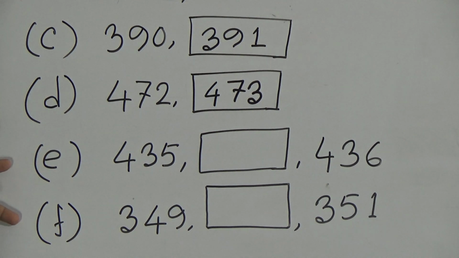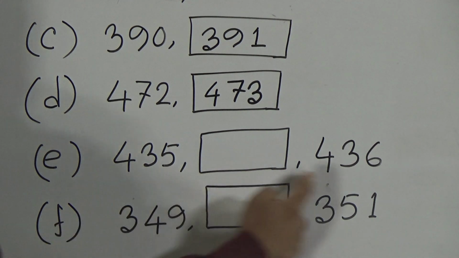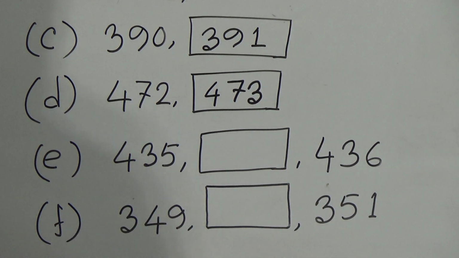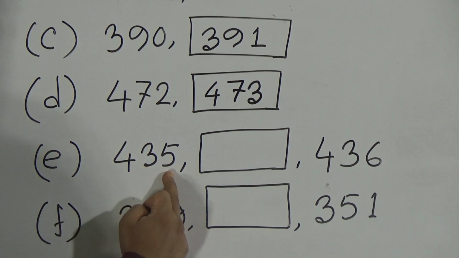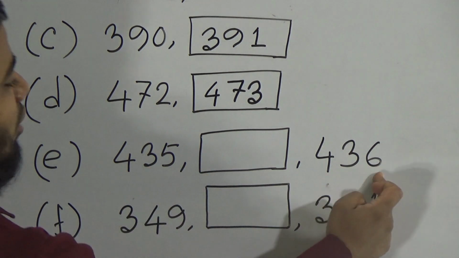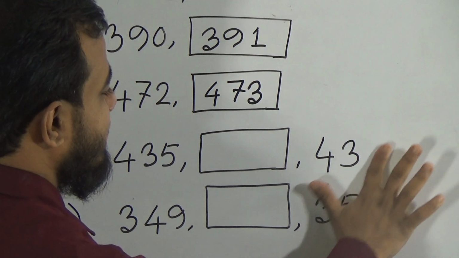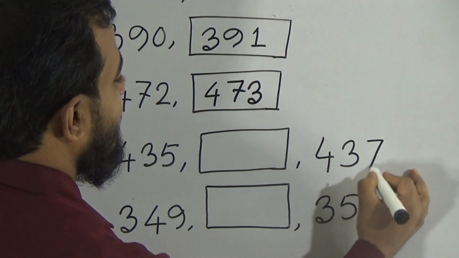Now for the last two, we have to find the between number of these two numbers and of these two numbers. The first one is activity E, 435 and here will be 437. Sorry, it will be 437.